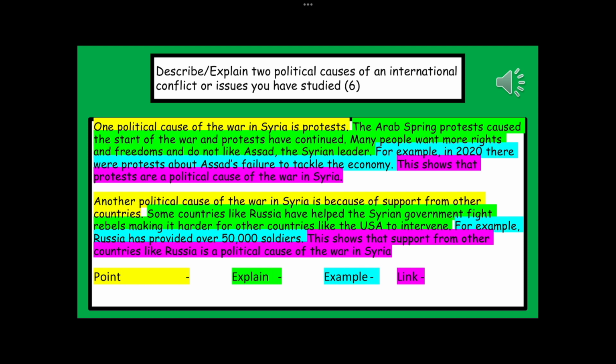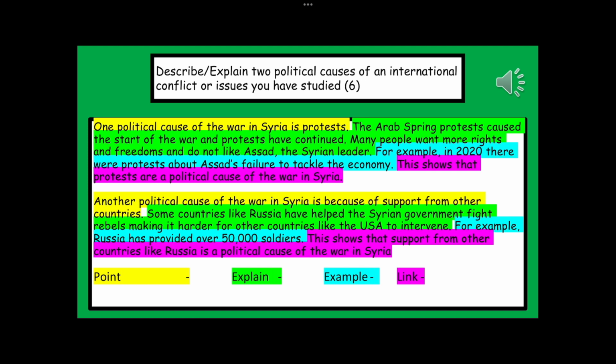So your second point is that another political cause of the war in Syria is support from other countries. You're then going to go in and explain that by saying that some countries like Russia have helped the Syrian government fight rebels, making it harder for other countries like the USA to intervene. Then move on to an example by saying, for example, Russia has provided over 50,000 soldiers. So that would be your 3 marks.